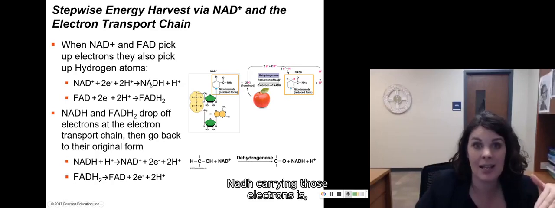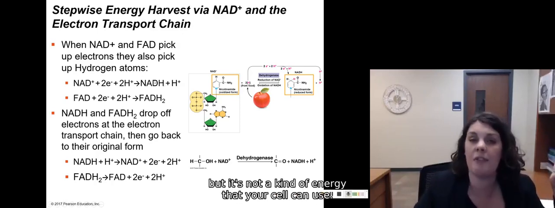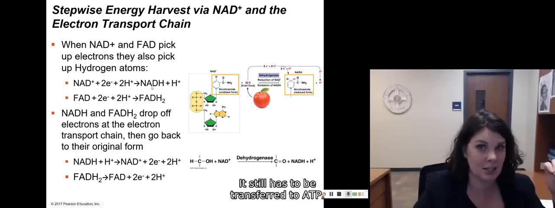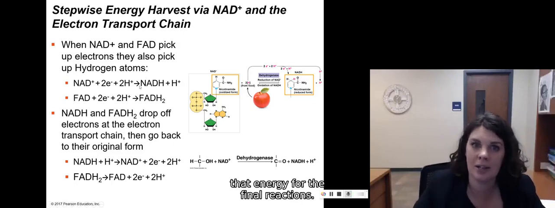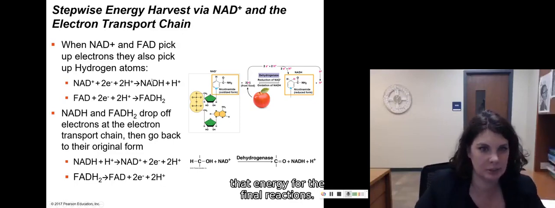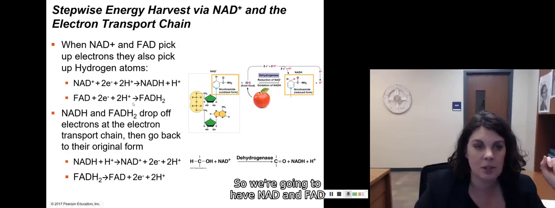NADH, carrying those electrons, has a lot of energy in it. So NADH is an energy carrier, but it's not a kind of energy that your cell can use. It still has to be transferred to ATP. NADH is just holding on to that energy for the final reactions. FAD can be reduced to FADH2.